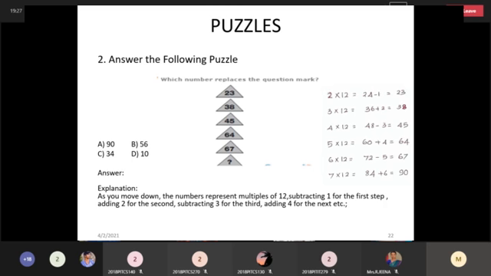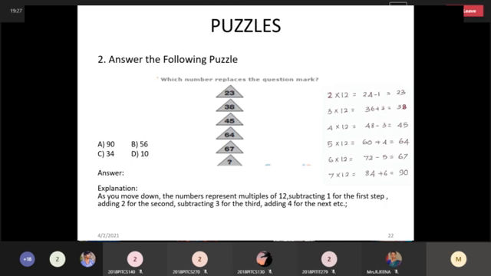3 into 12 is equal to 36, plus 2 is equal to 38. Then 4 multiplied by 12 is 48, minus 3 is equal to 45. 5 into 12 is equal to 60, plus 4 is equal to 64. Then 6 into 12 is equal to 72, minus 5 is equal to 67. And then 7 into 12 is equal to 84, plus 6 is equal to 90. So here the answer should be 90.